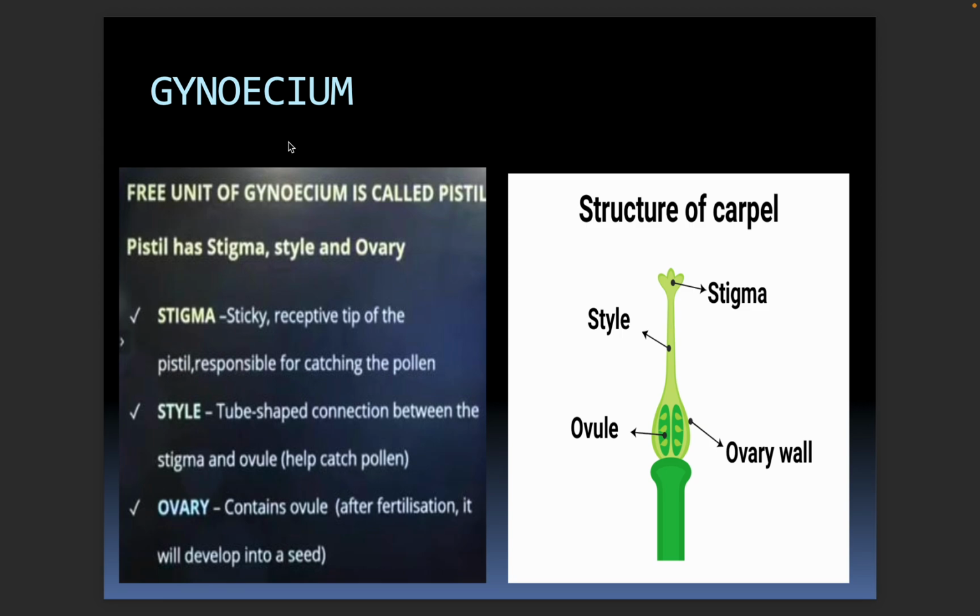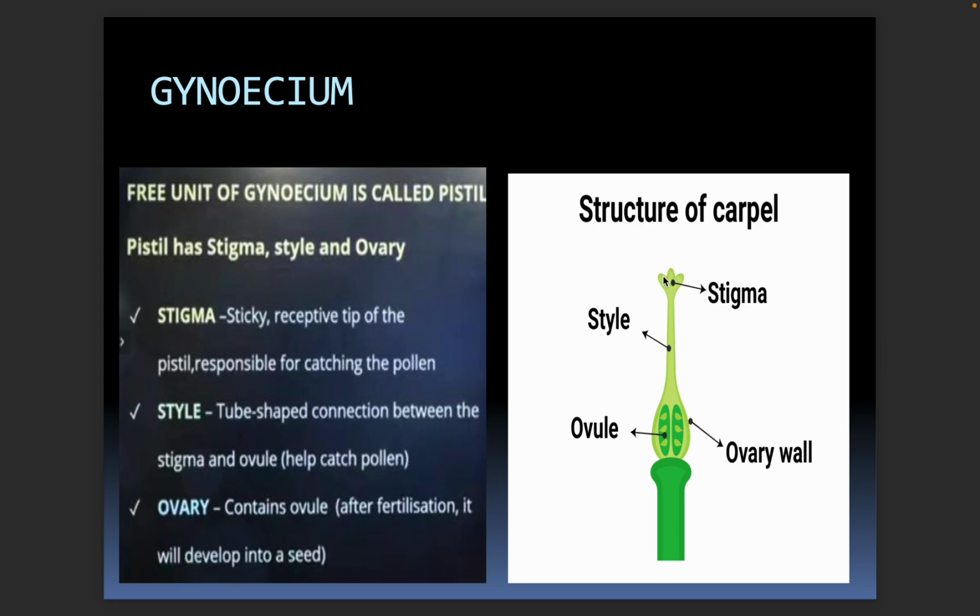So, what is gynoecium? You always know about stigma, style, and ovary, and all this together is called a pistil, and you can also call it a carpel. So, this pistil or carpel is always one single unit. When you have a collection of carpels, or a whorl of pistils, we collectively call it gynoecium. So, what is a carpel and what is a pistil? It is a free unit of a gynoecium.